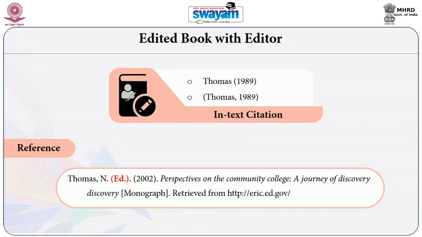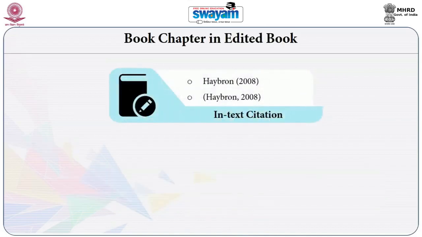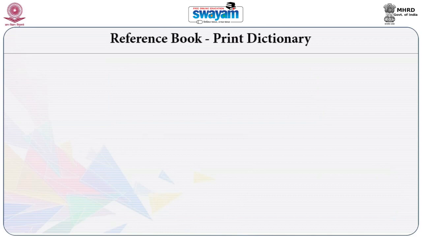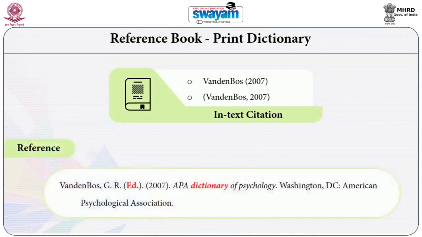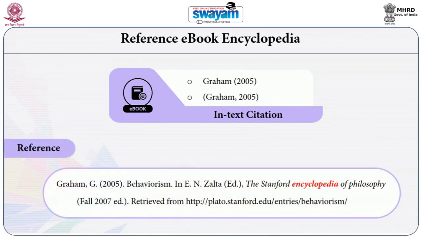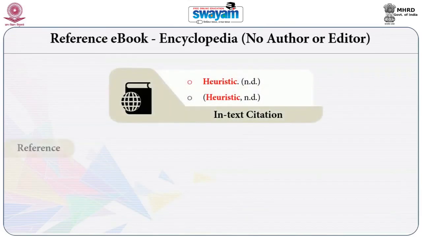For online edited book with editor, in-text citation is the same, but in reference after the name we put an abbreviation Ed. in parentheses or round brackets. Ed. is short form for editor. Check the example displayed. For book chapter in edited book, the in-text citation is the same. In reference, author's name is given with title of the article. Editor's name is also given, followed by the title of the edited book and other details as displayed on the screen.